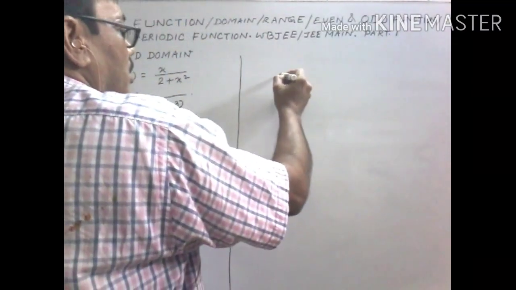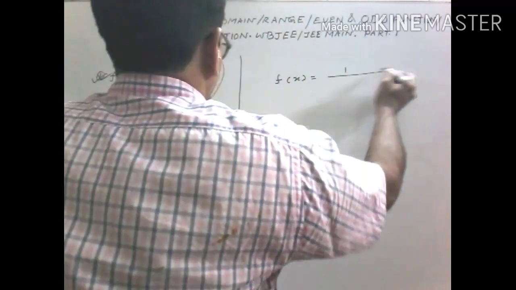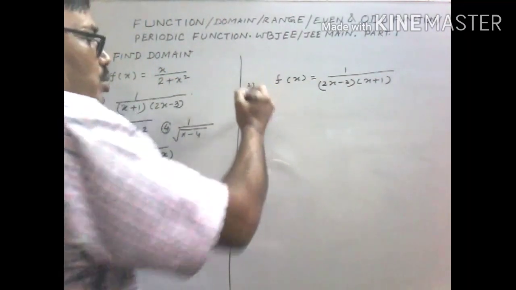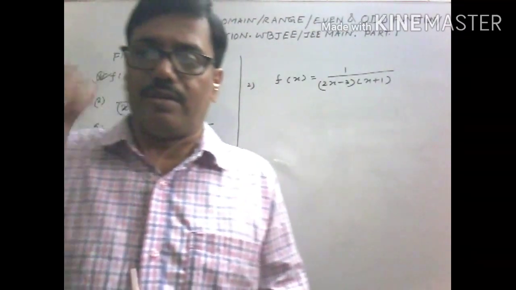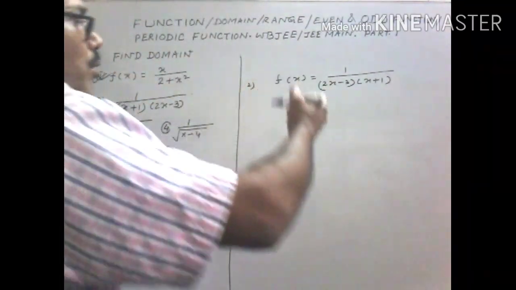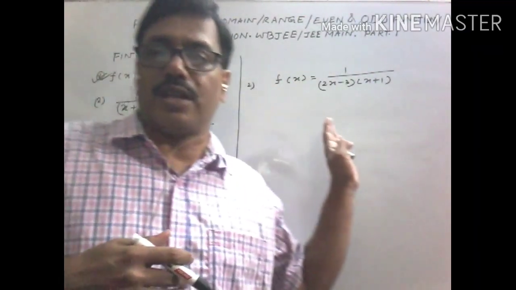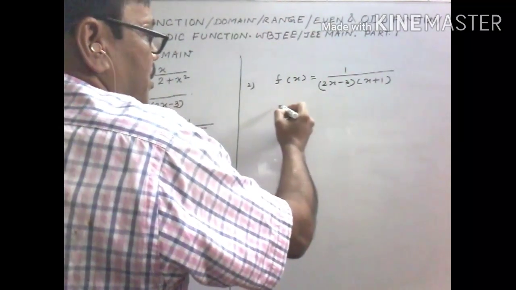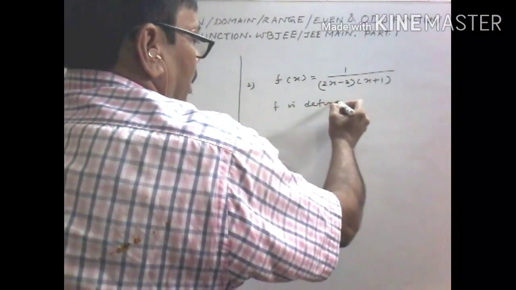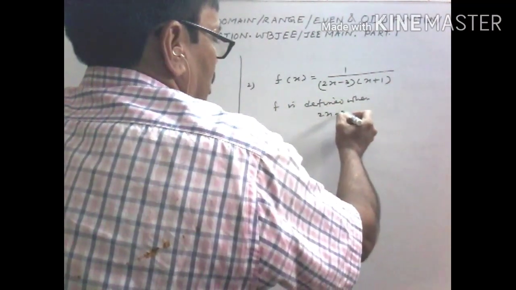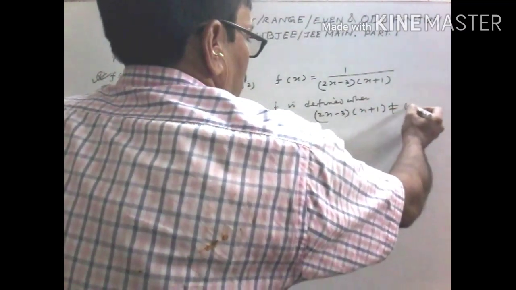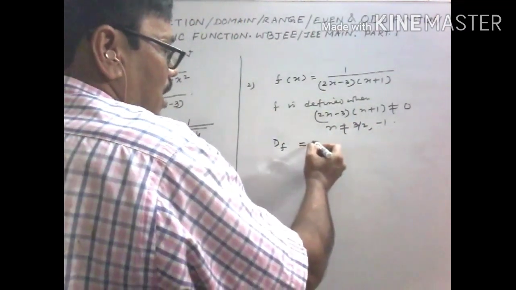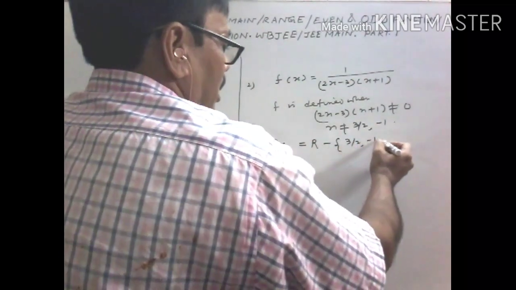So look, if a function is of this type, suppose this one: 1 by (2x minus 3) into (x plus 1). This is problem number 2. These are board problems of class 11, very simple problems. So it is also a rational function, a ratio of two polynomial functions. So the denominator is not equal to 0. So f is defined when (2x minus 3) into (x plus 1) is not equal to 0. So x not equal to 3 by 2 and minus 1.